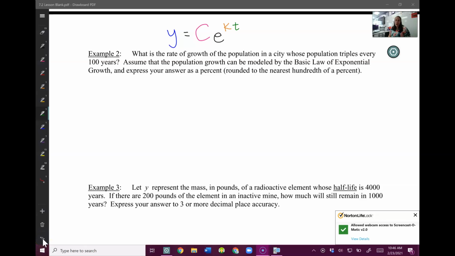Let's apply that law of exponential growth and decay. I have written the law up here so that you can reference it. Now, just so you know, most of the time we apply this law, we do these problems in several different steps. To understand that, I'm actually going to do example number 3 before I do example number 2.